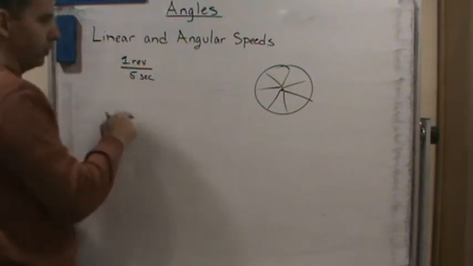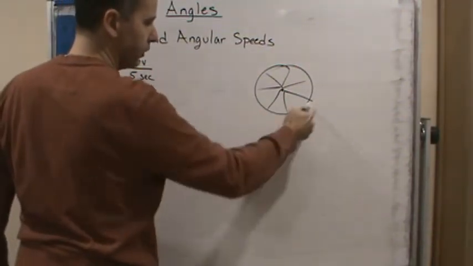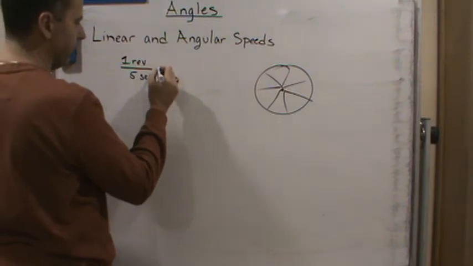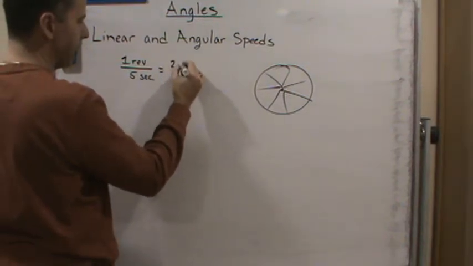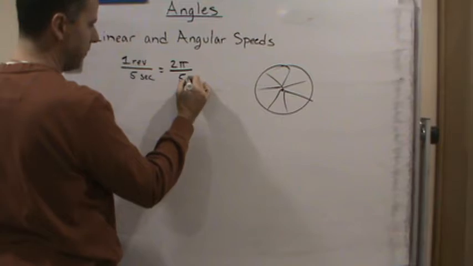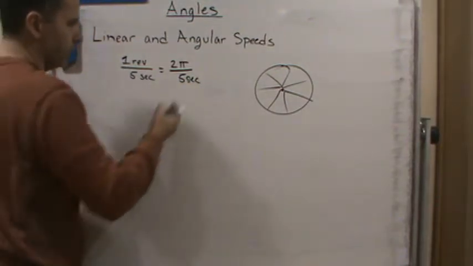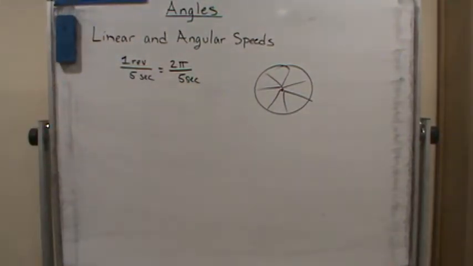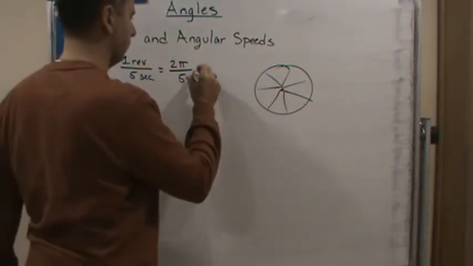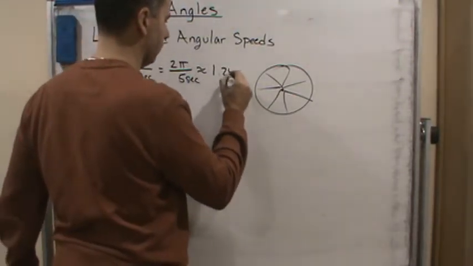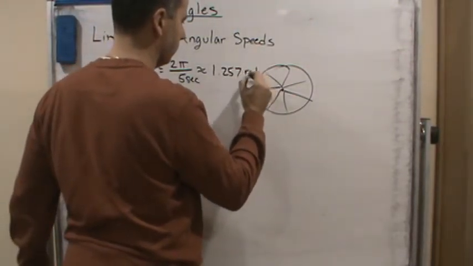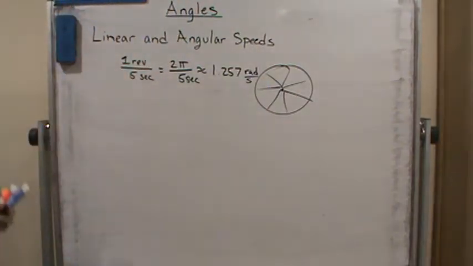Well, what's one revolution? It's a circle, right? What's one revolution in radians? One revolution is equal to 2 pi radians every 5 seconds. Well, let's stick that in our calculator. What do you get? Well, that gives us 1.257 radians per second. So 1.257. That's it.